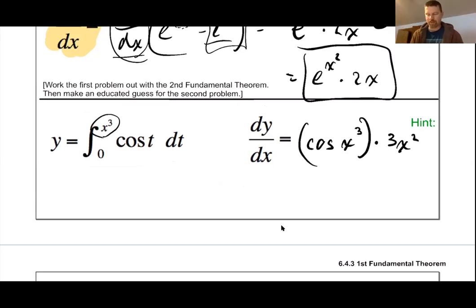So if there's anything other than an x here, not a problem. Still plug it in, just like always. But then when we take the derivative, the chain rule is going to happen, and we're going to multiply by the derivative of the inside. You just multiply by that derivative, and you got your answer there.